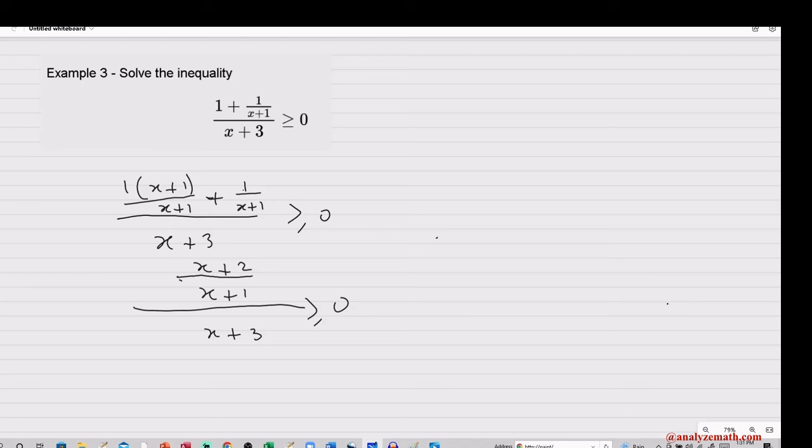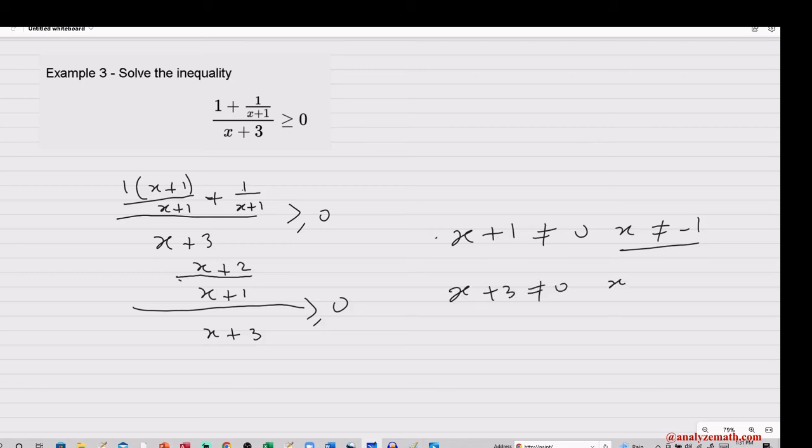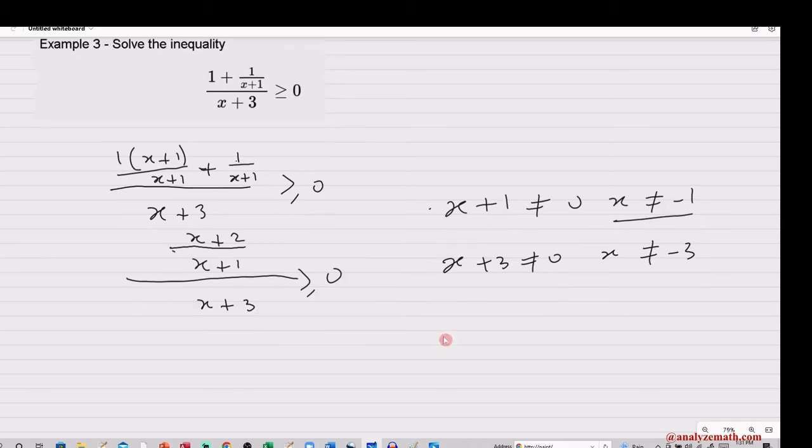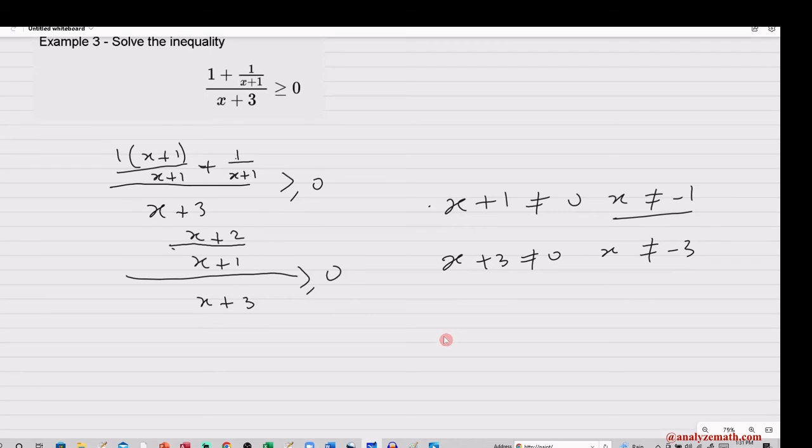Now, before we go any further, let's look at any value of x that will not be accepted as a solution. So for example, we have x plus 1 in a denominator. x plus 1 cannot be 0, and therefore x cannot be equal to negative 1. What else? We have x plus 3 in the main denominator. x plus 3 cannot be 0, and therefore x cannot be equal to minus 3. So these will be excluded. It's better to put them now. Now let's look at the expression here.